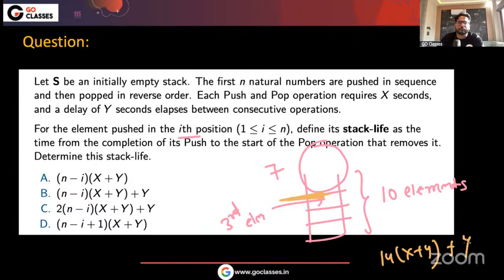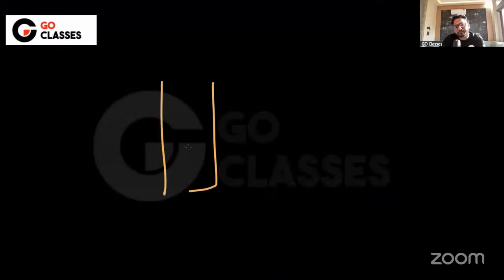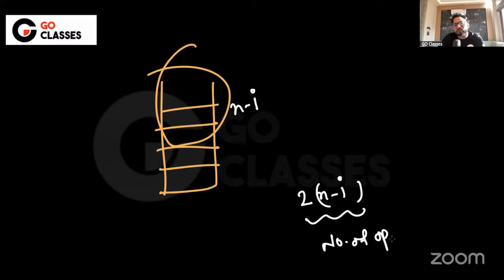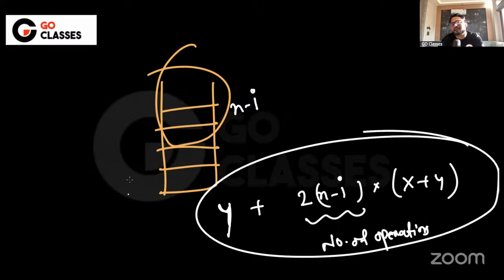So this is the answer. Okay. For the ith element, what is the answer? How many elements are above it? Above the ith element? n minus i. So total operations, how many? 2(n minus i) operations. This is the number of operations you will be doing, because these many pushes and these many pops. And each operation will be taking, basically, x plus y time. And then the initial y also. So this is the answer. This is the stack life for the ith element: y plus 2(n minus i)(x plus y).